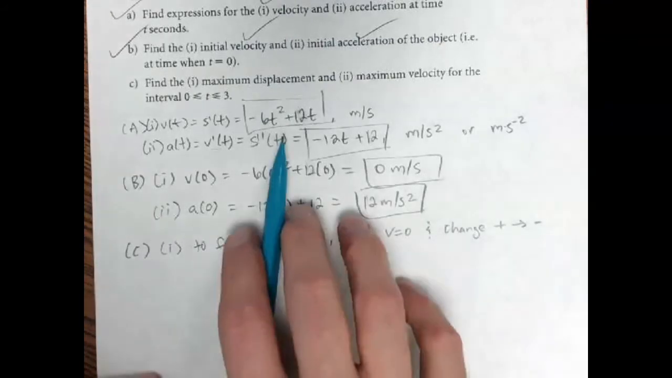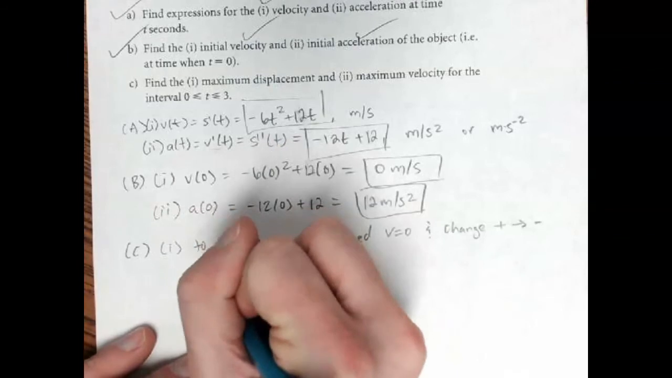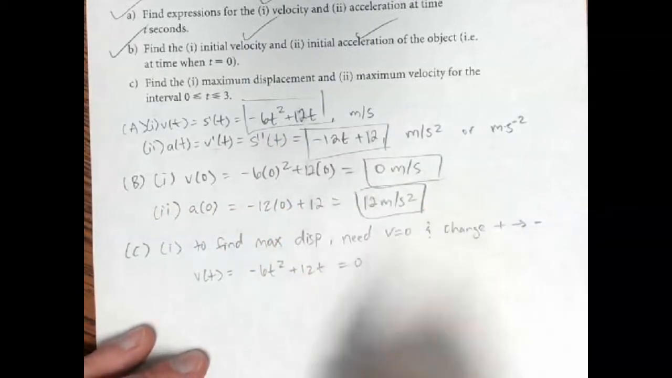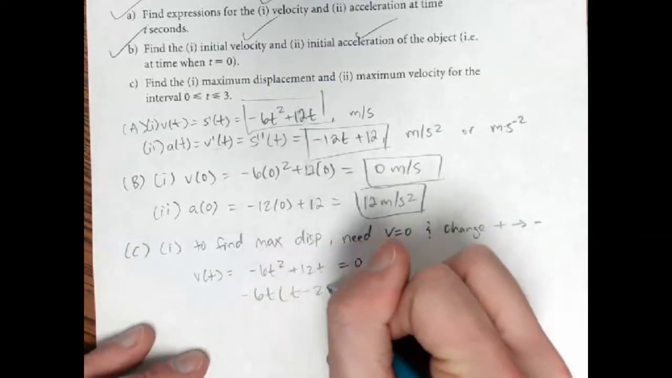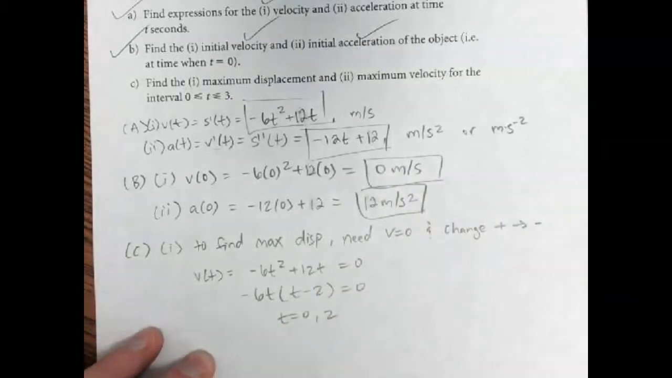Let's do this sign chart stuff for your velocity. So your velocity was negative 6t squared plus 12t. We want that to be 0. Factor out a 6 and a t and the negative, and we have t minus 2. So it looks like t equals 0 and t equals 2. Those are your critical points.